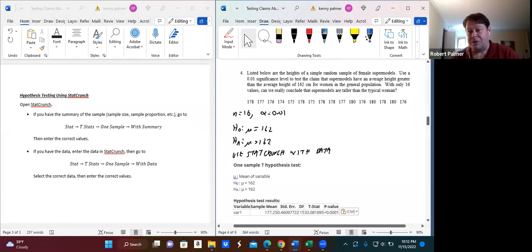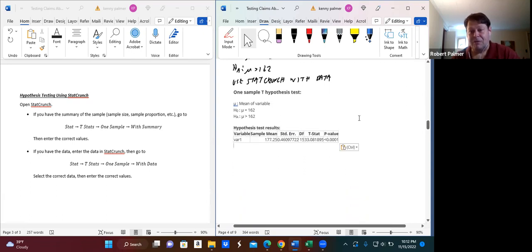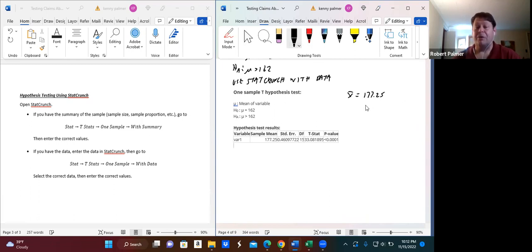Now, one thing that actually gives us here, as we'll see, is our sample mean. We didn't have that before. Our sample mean, X bar, is equal to 177.25. Interestingly, it doesn't actually give us the standard deviation. The standard error is not the same as standard deviation. If you want to find the standard deviation, I'll show you how to do that in a moment with StatCrunch.